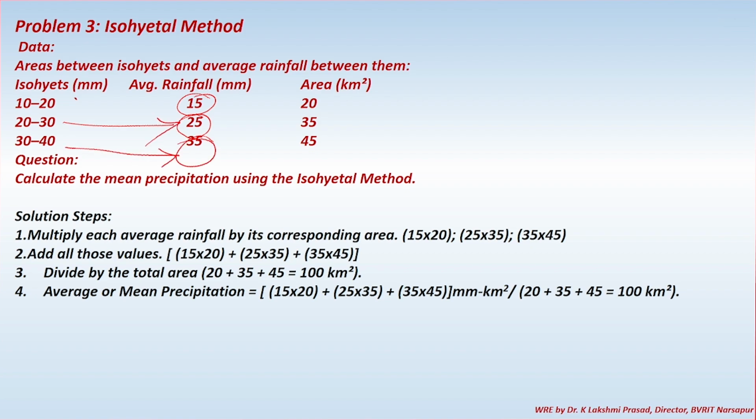Now what will I do? This multiplied by 20 plus this multiplied by, so 15 into 20 plus 25 into 35 plus 35 into 45, divided by the total area, 20 plus 35 plus 45. That is what exactly I have done. If you see the step, that is a very simple method using the isohyetal method.